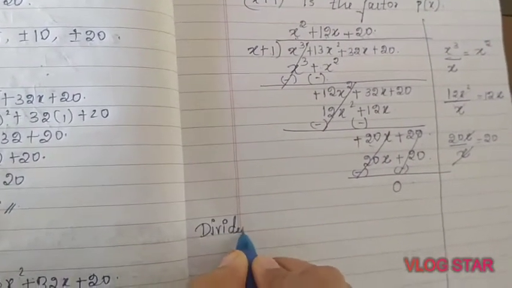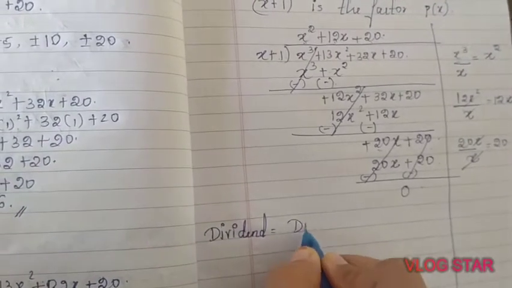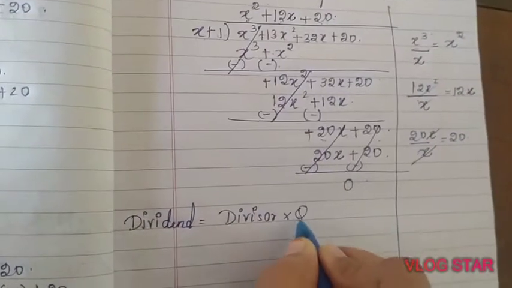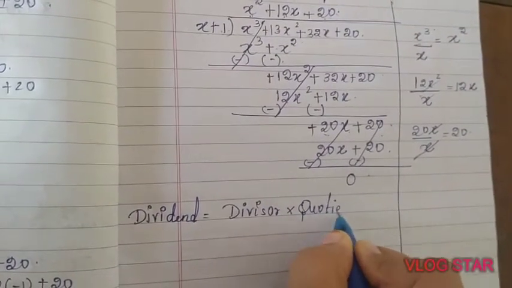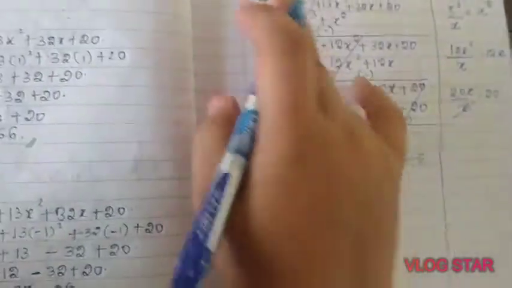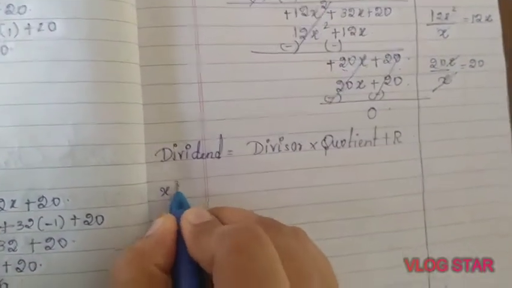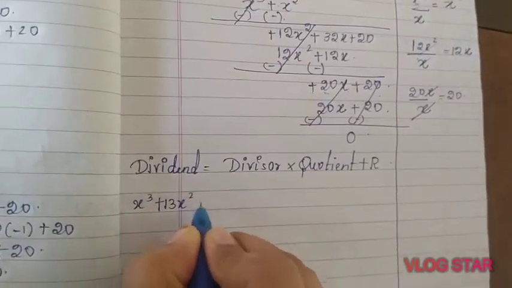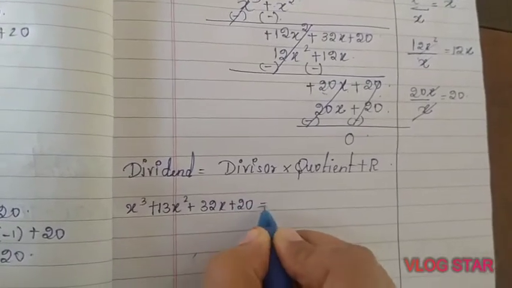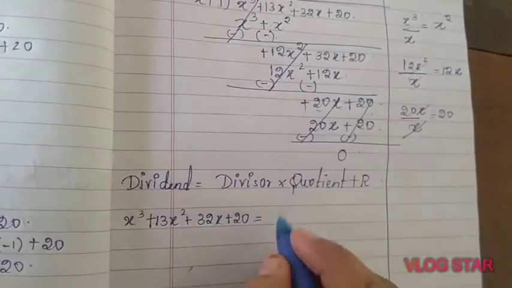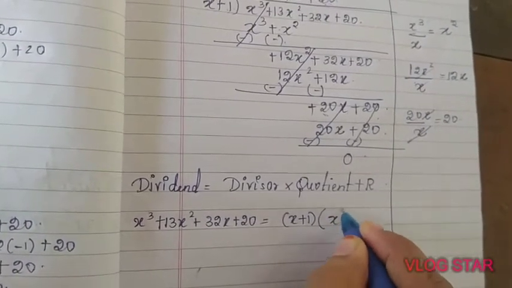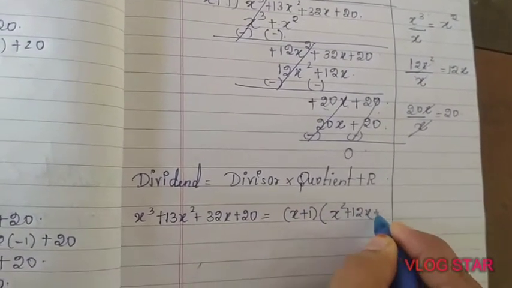Okay, so now again we know that dividend is equals to divisor into quotient plus remainder, right? So now what you have to do? Your dividend is nothing but here x cube plus 13x square plus 32x plus 20. So this will be equals to, what is your divisor? x plus 1 is your divisor, and your quotient is nothing but here x square plus 12x plus 20.